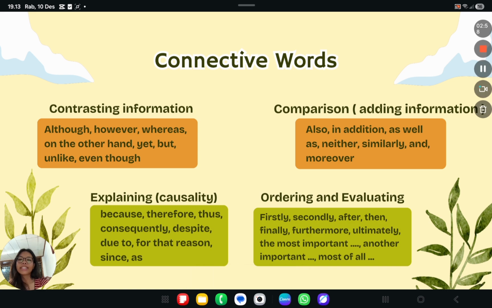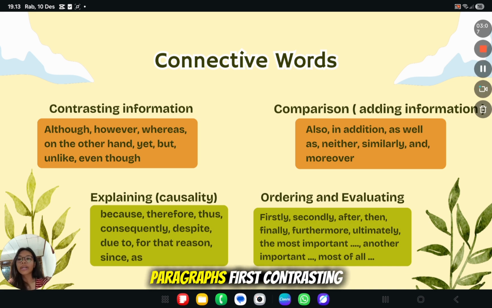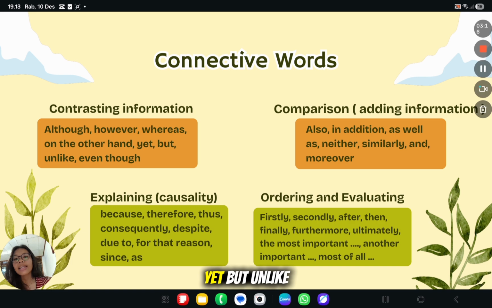Okay, connective words. The use of connective words aims to connect ideas, whether phrases, clauses, sentences, or paragraphs. First, contrasting information: although, however, whereas, on the other hand, yet, but, unlike, even though. Second, comparison, adding information: also, in addition, as well as, neither, similarly, and moreover.